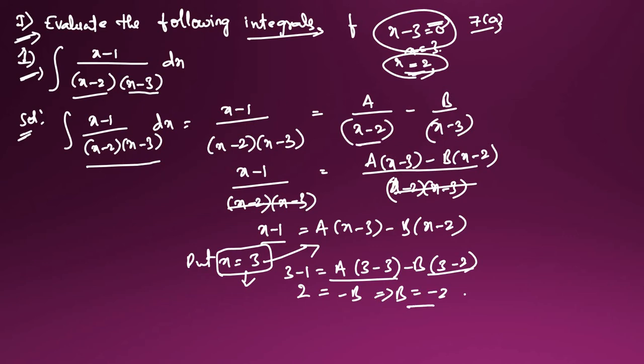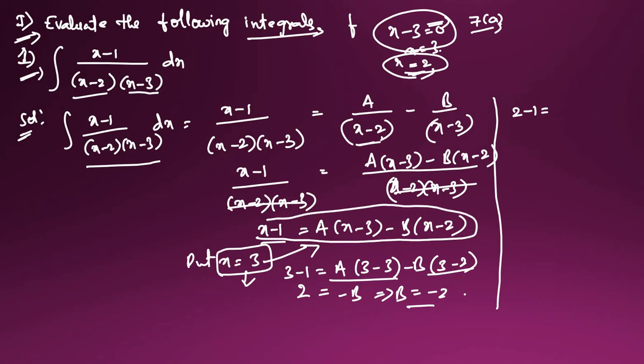So x minus 2 is equal to 0, we'll substitute x is equal to 2 in this one. It will become 2 minus 1 is equal to, A into 2 minus 3 will come, and B will get 0 here. So 2 minus 1 is equal to minus A will come here, and this is 1. So A is equal to minus 1 will come here.